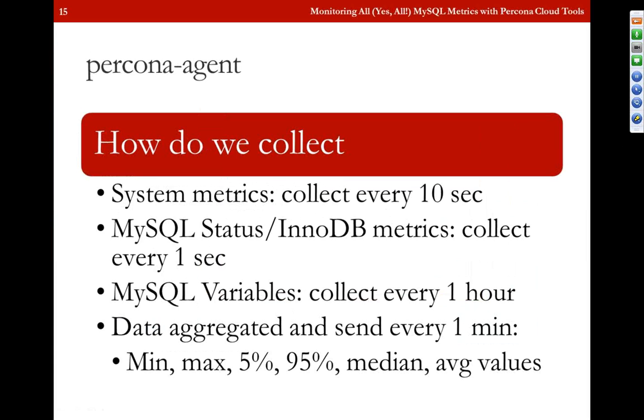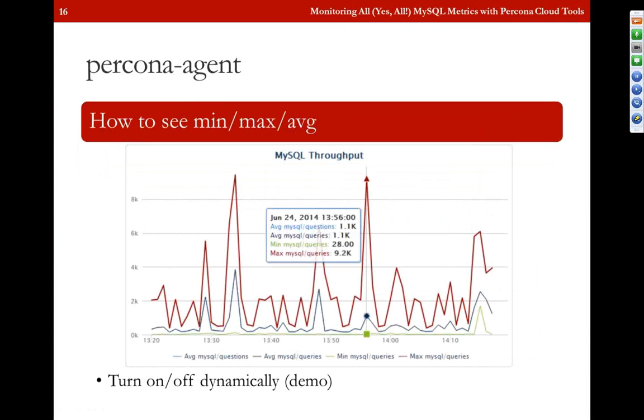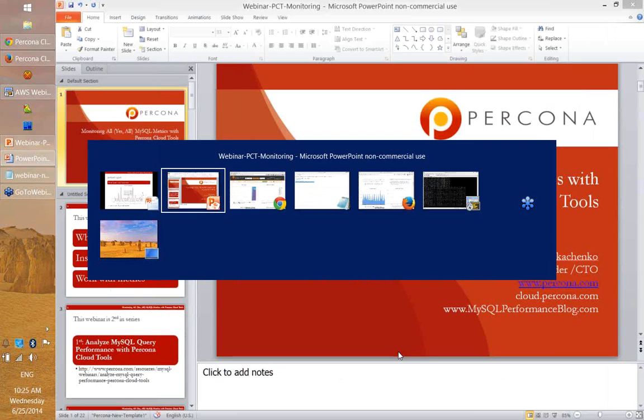And having this data, I believe, helps to represent and understand workload and the load on the server fully. So how can we see this in our charts? We are able to see not only average metrics, say average MySQL queries per second, but we will also be able to see minimal and maximal values of MySQL queries per second per given minute, and you can turn on and off these values dynamically. So let me show this on a chart.